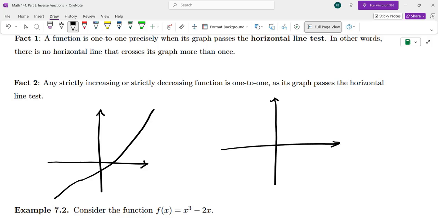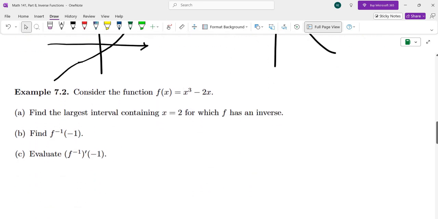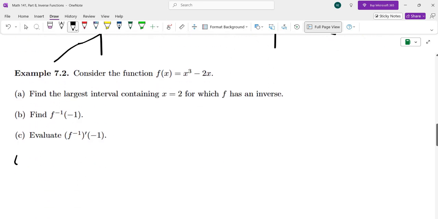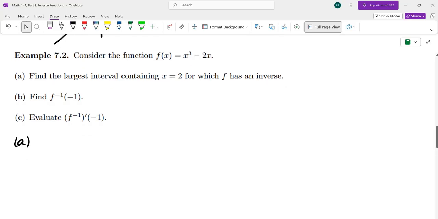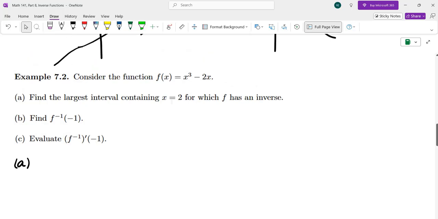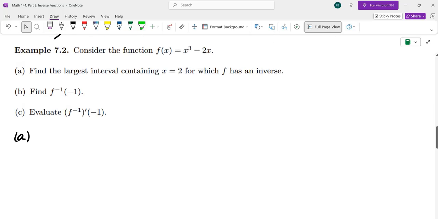And if you have a strictly decreasing function that also is one-to-one, it has an inverse. So let's look at a couple of examples on this. Consider this function. Find the largest interval containing x equals 2 for which this function has an inverse. In order for the function to have an inverse, we're going to determine when this function is strictly increasing and when it is strictly decreasing.